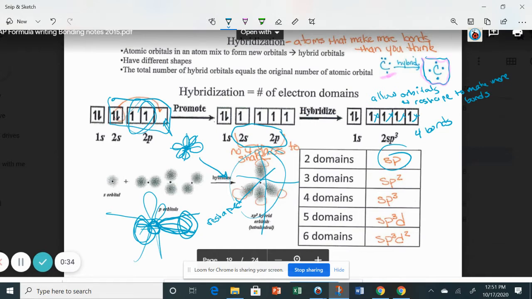Now, what do you need to know? Do you need to know the shapes and redraw the shapes? No. What you need to know is the type of hybridization that happens at the atom they designate. And you might say, how the heck do you figure that out? Oh, it's easy. Okay, we're going to keep it easy. We're going to look at your domain.